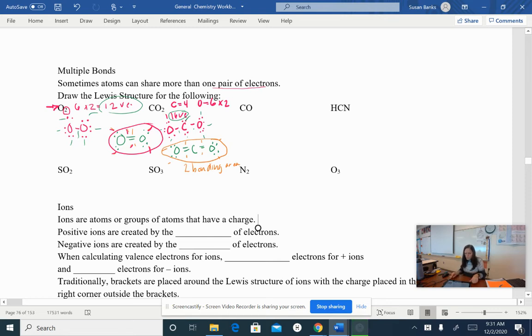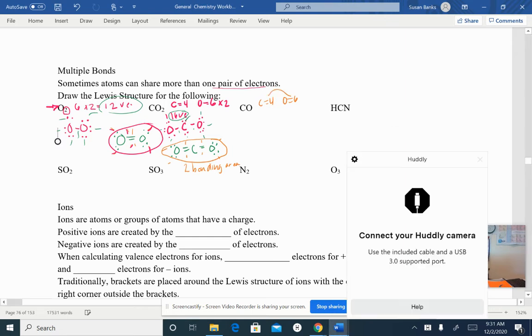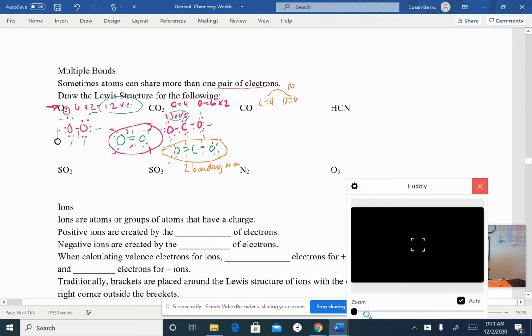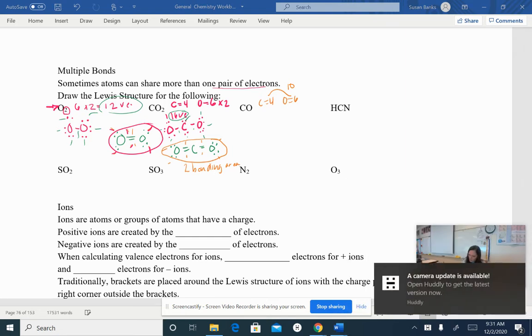Okay, so let's go on to carbon monoxide. Carbon, we already looked up before. Carbon's got 4 valence electrons and oxygen has 6. So our grand total between these two is 10. I've got 10 valence electrons total here.